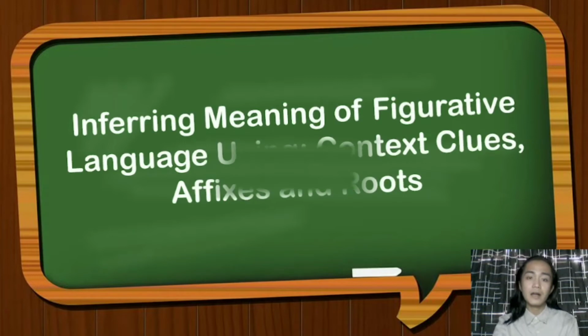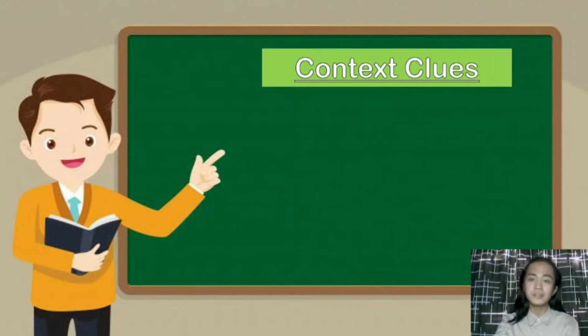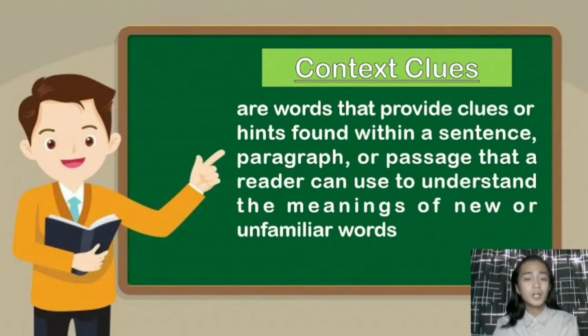So, now, okay, I repeat, our topic is about inferring meaning of figurative language using context clues, affixes, and roots. Okay, so the first one is context clues. So, context clues are words that provide clues or hints found within a sentence, paragraph, or passage that a reader can use to understand the meanings of new and unfamiliar words.